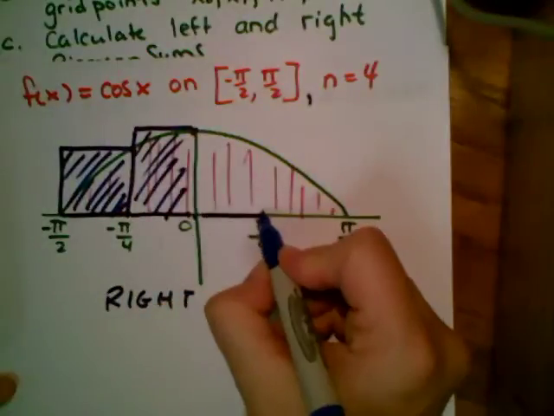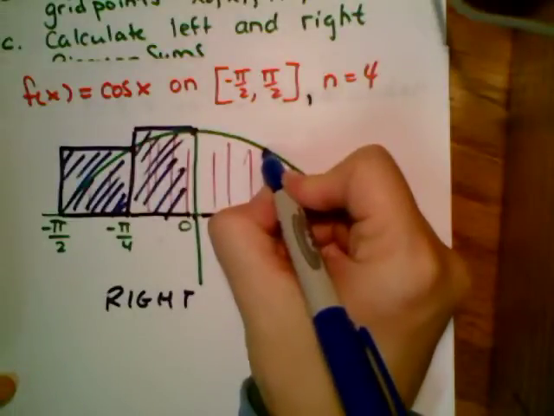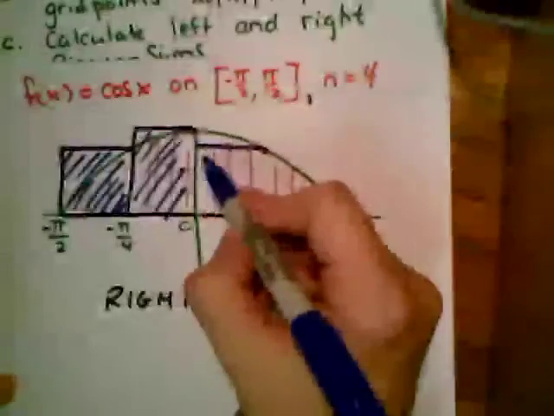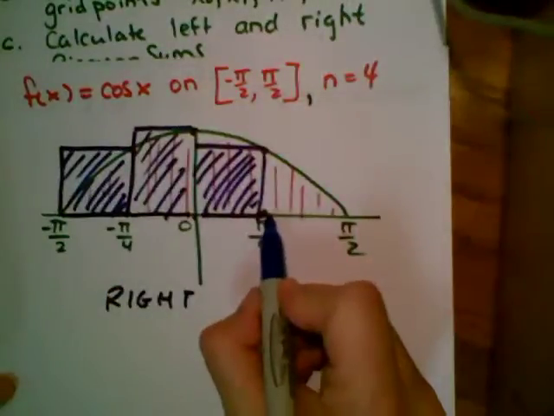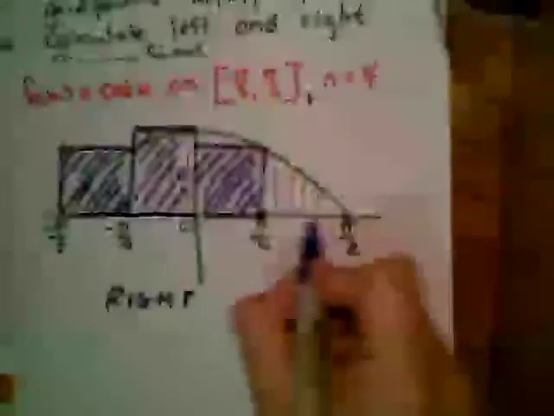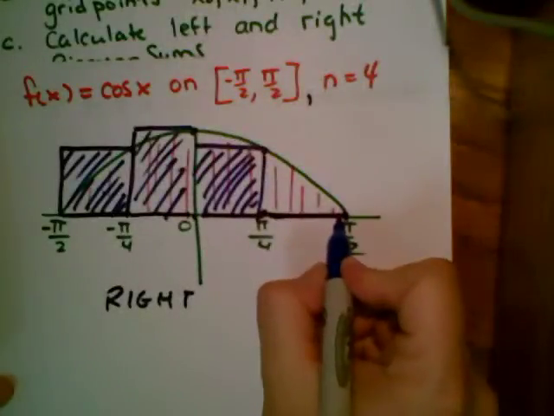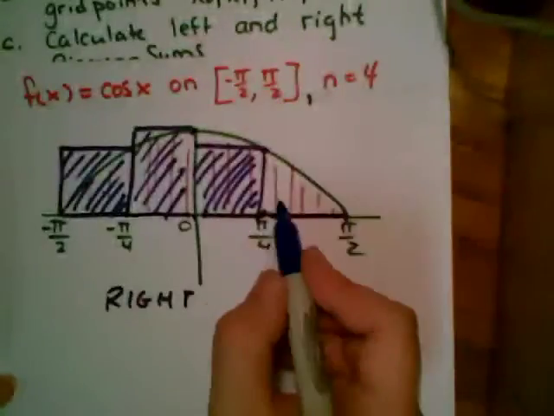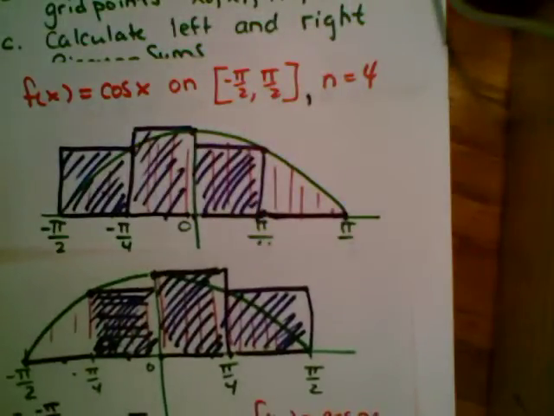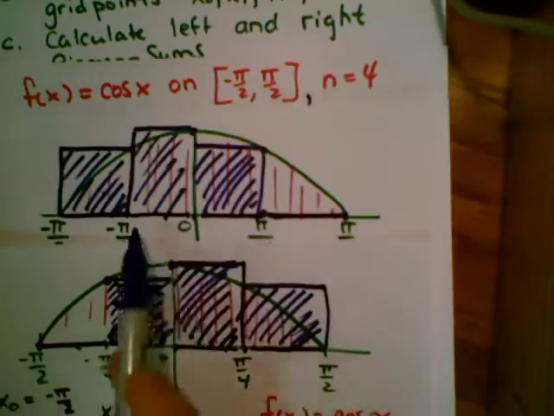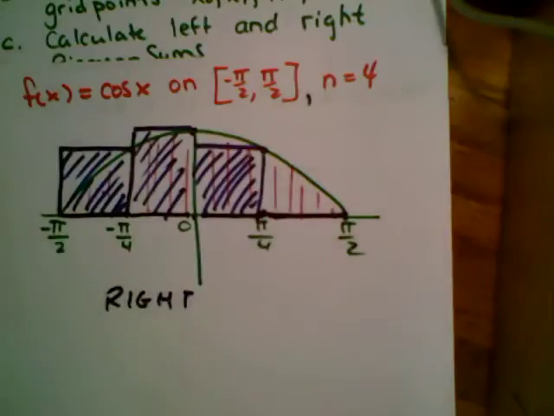Third subinterval, right-hand endpoint is pi over 4. The height of cosine is square root 2 over 2. Same as our first estimate over here. And then the fourth interval, cosine of pi over 2 is 0, and that's where we end up getting a rectangle of height 0. Did you notice that our estimates are going to be the same? It's kind of like a mirror image, left and right hand endpoint approximation in this example.